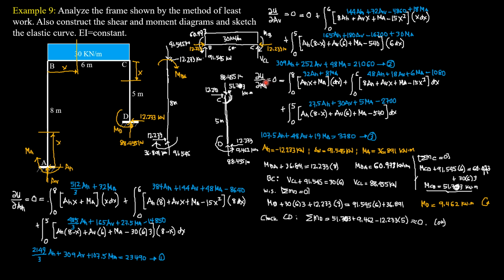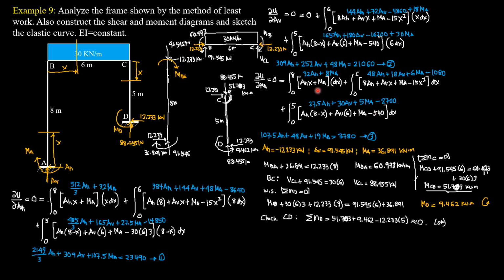Then lastly, the partial derivative of work with the last redundant, which is MA, equals 0, then equals integral, first integral 0 to 8. We just replace the derivative by the derivative of MA, which is 1 dx. Copy the second moment equation, which is this. Derivative with respect to MA is dx again. Copy the third moment equation. Then the derivative of MA is just 1 dx.